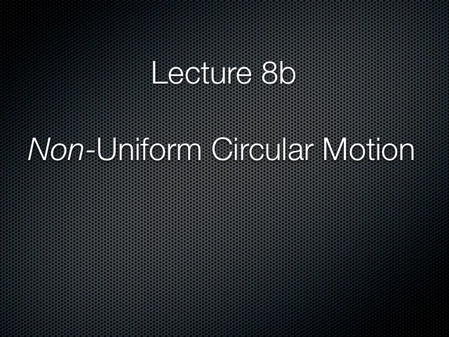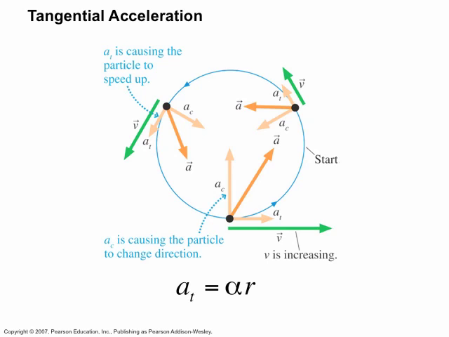Lecture 8, Part 2, Non-Uniform Circular Motion. Non-uniform circular motion means the speed is changing. If speed is changing, there's an acceleration with or against the motion. The acceleration is also perpendicular to the motion if it's going in a curve.